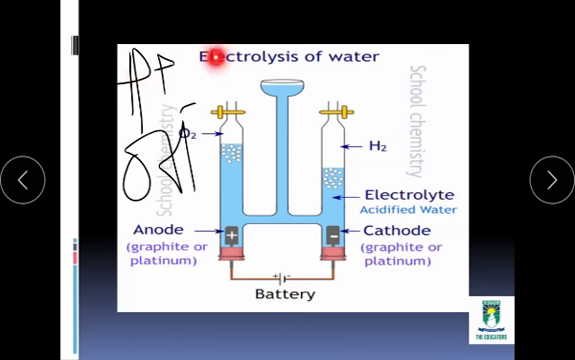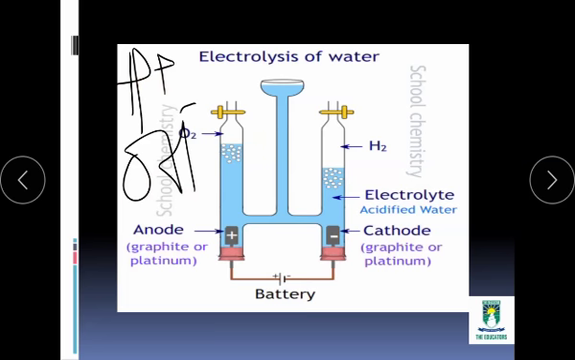The positively charged H+ moves towards the cathode because it is positively charged and the cathode is negatively charged. On the other hand, OH-, because it is negatively charged, will move towards the positive electrode, that is anode. Why? Because there is always a force of attraction between oppositely charged particles. So H+ will move towards the cathode because they have opposite charges: H+ is positive and the cathode is negative. On the other hand, OH- will move towards the anode.